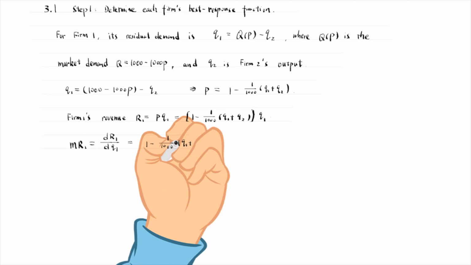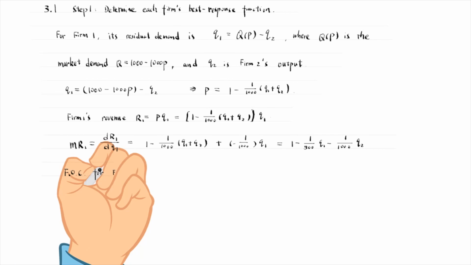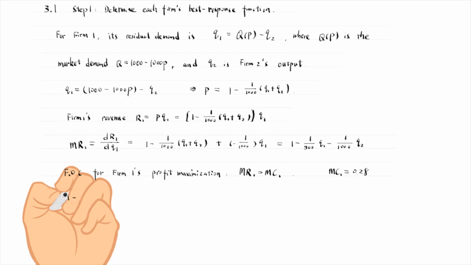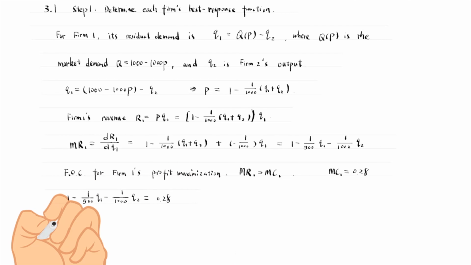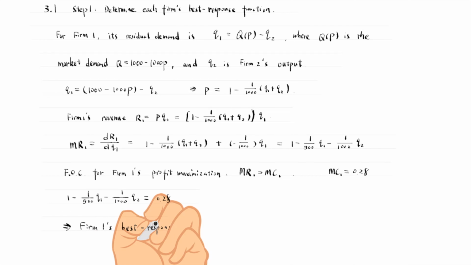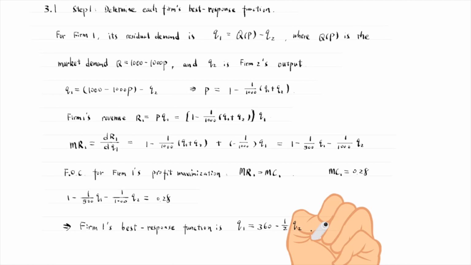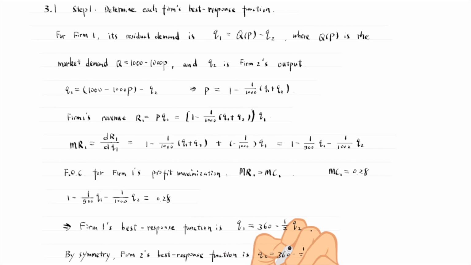We derive its marginal revenue and use the first-order condition for its profit maximization. Marginal revenue equals marginal cost. We simplify the first-order condition and write it as the form of the best response function, expressing Q1 in terms of Q2. We see that the best response function is indeed the first-order condition for profit maximization. By symmetry, we can write firm 2's best response function.